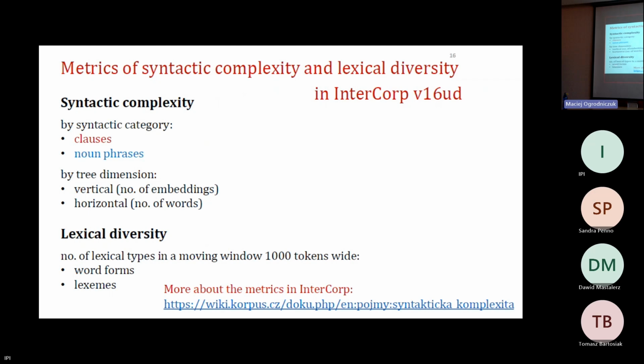And there are 2 measures of lexical diversity. For lexical diversity, the measure is always based on a window 1,000 tokens long, and it's moving, and we take an average of the results in the text. If the text is shorter than 1,000 tokens, it's just not defined. And you have more about these metrics.